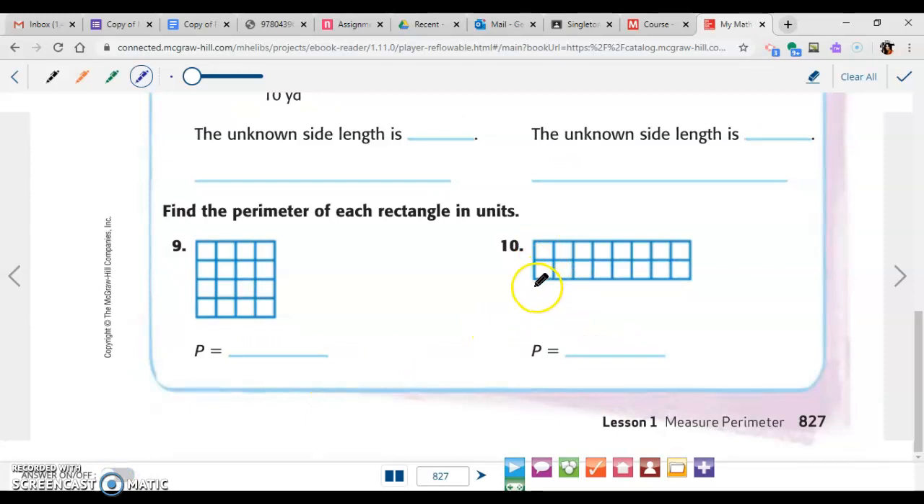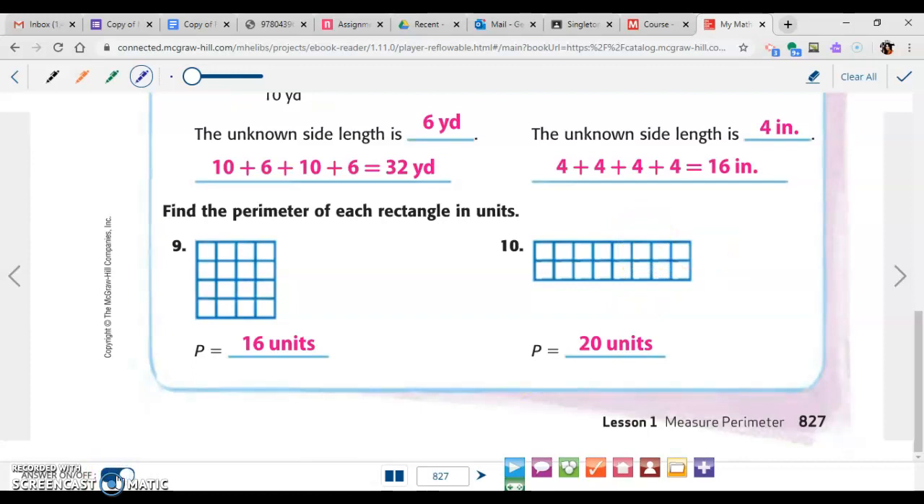How about over here? 1, 2 on this side. 1, 2, 3, 4, 5, 6, 7, 8. So 2 and 8. So 2 times 2 plus 2 times 8. And the perimeter is going to be 20 units. Or you could just count. Just count around. You'll get 20.